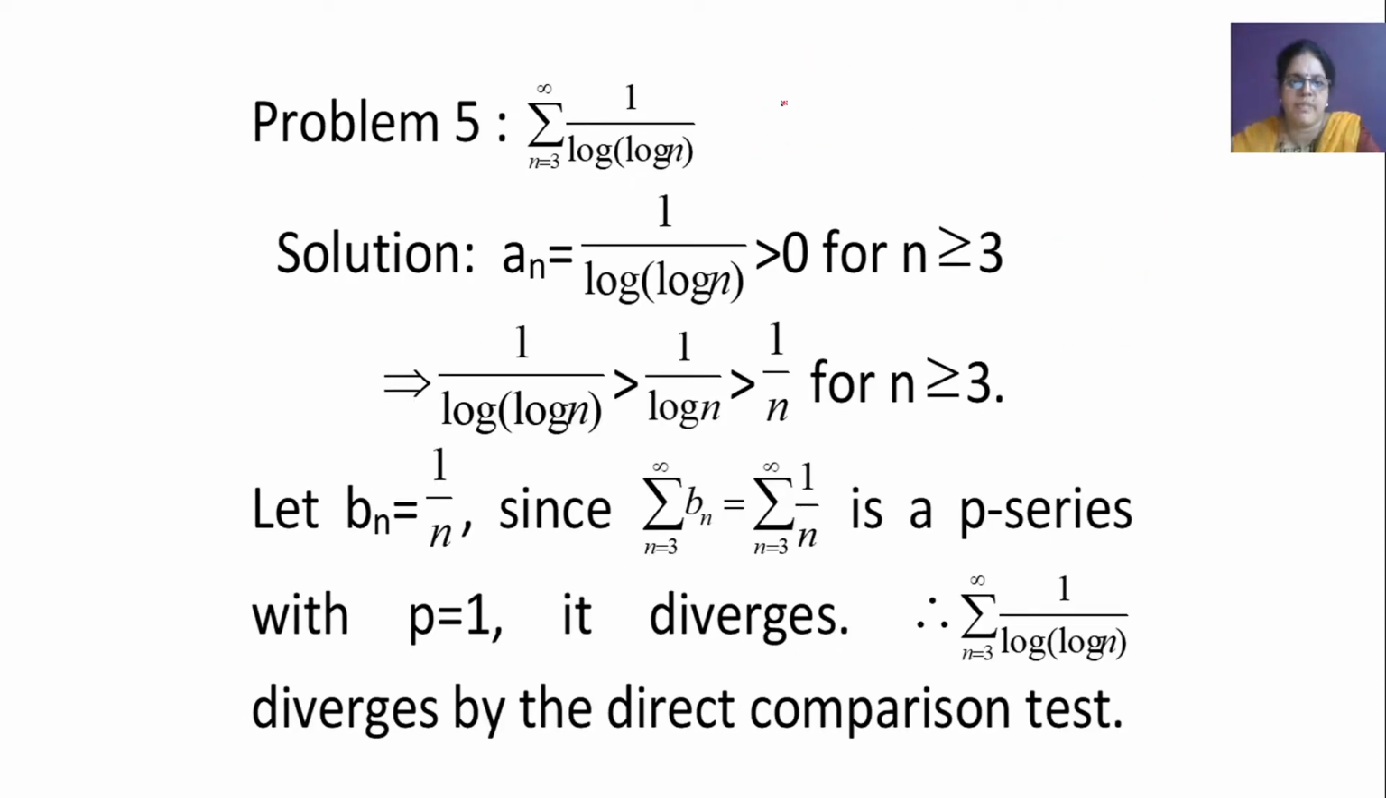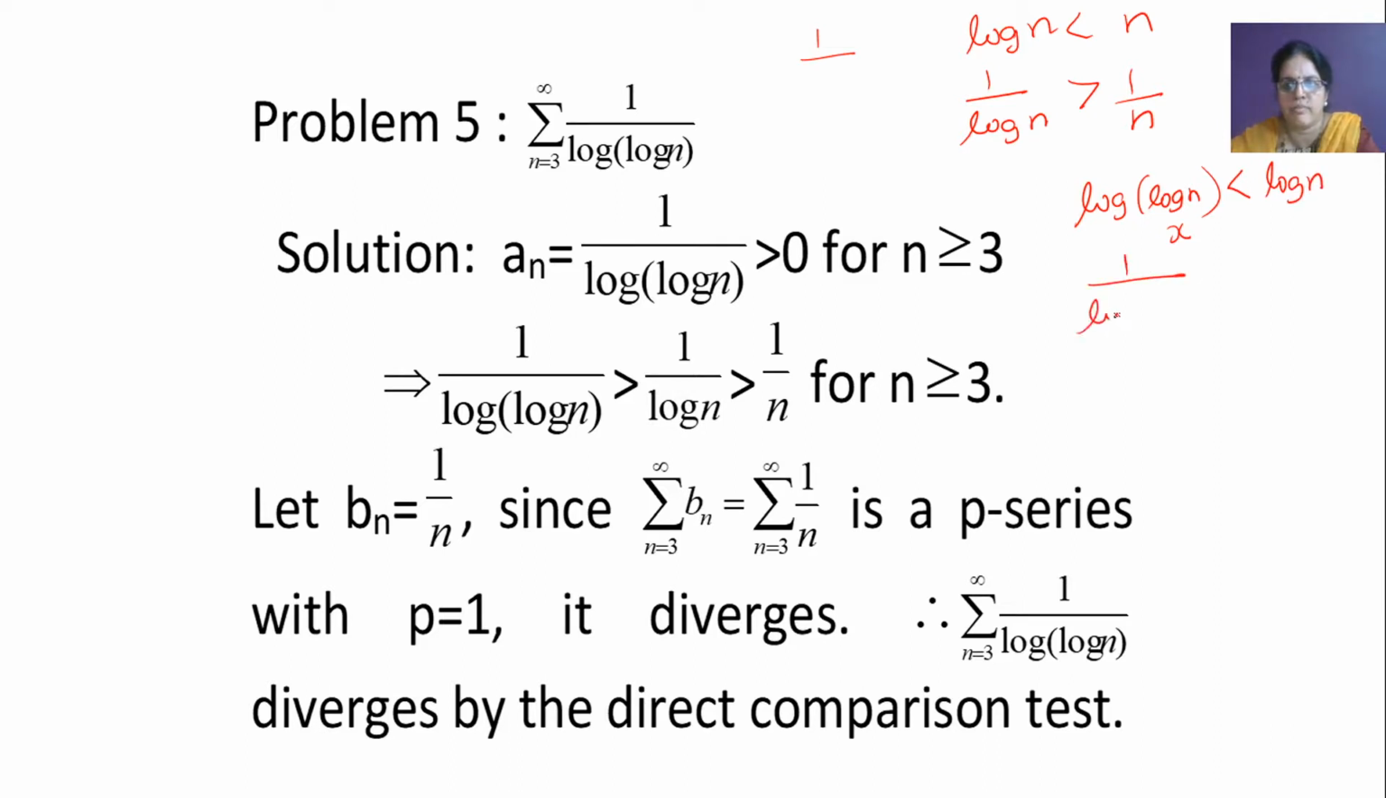Similarly, this expression sigma 1 by log of log n. So take an as 1 by log of log n, and clearly you can see that log n is less than n. So 1 by log n is greater than 1 by n. Similarly, log of log n, you take this as x. It is less than x, x means log n. So once again take the reciprocal. 1 by log of log n is greater than 1 by log n, but it is greater than 1 by n. So that is what is written here.